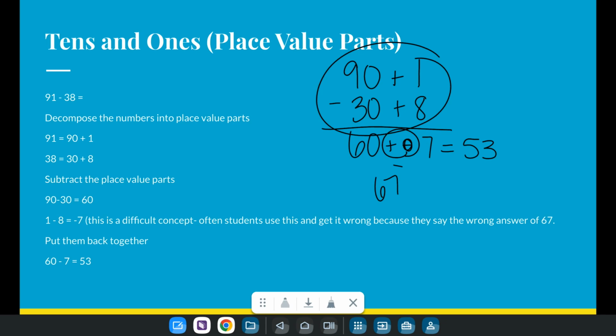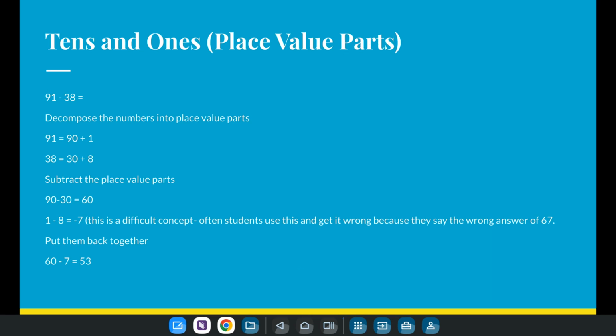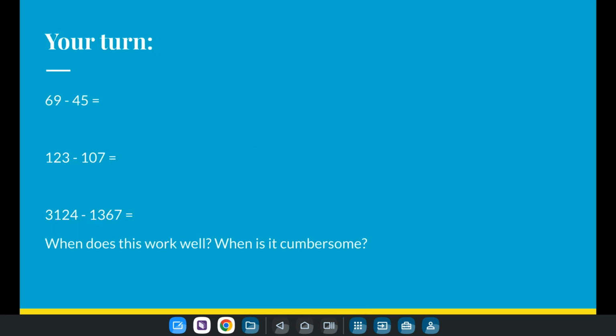So this is called place value, or subtracting using tens and ones, but we want to be careful about overgeneralizing this concept to work all the time. With the first problem that we have here, I'd like for you to take a minute and try subtracting using tens and ones.